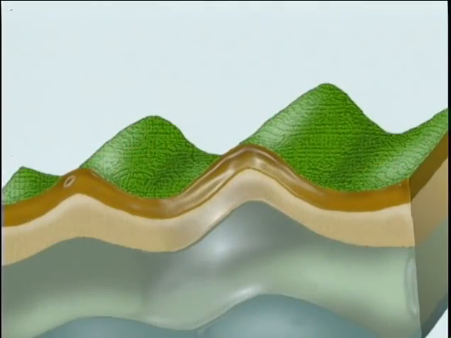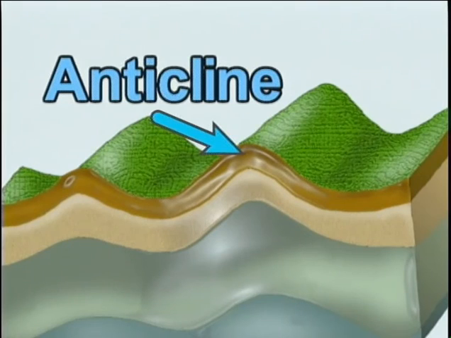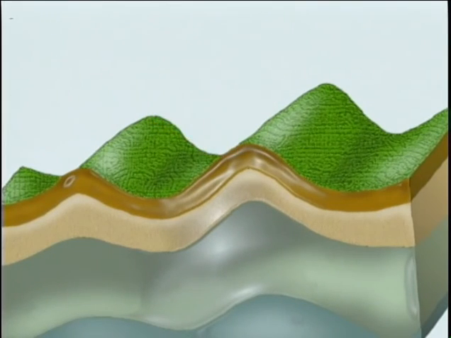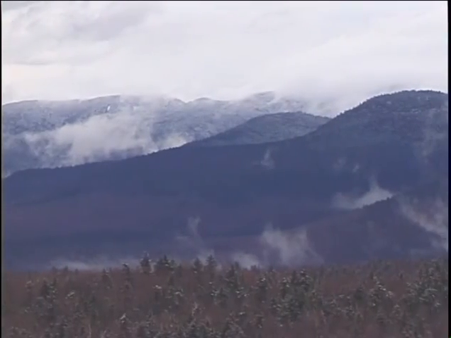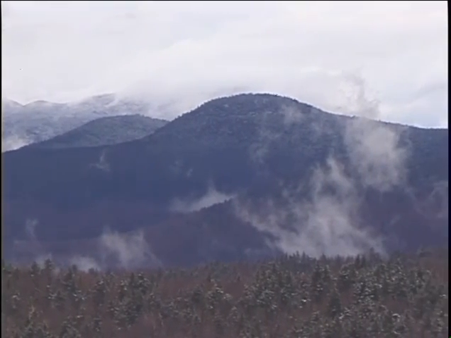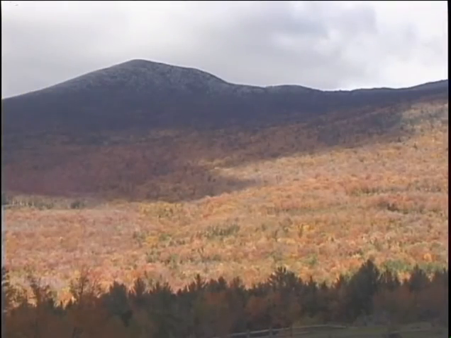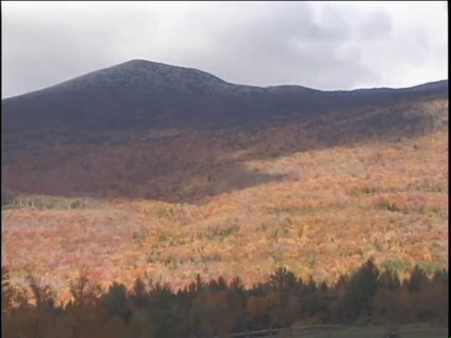The two most common types of folds are anticlines and synclines. An anticline is created by arching or upfolding rock layers, whereas synclines are down folds of rock layers. Many mountain ranges consist of a series of anticlines and synclines. Keep in mind, however, that this is a very simplified view of a very complex process.